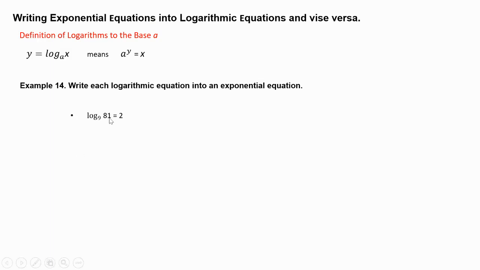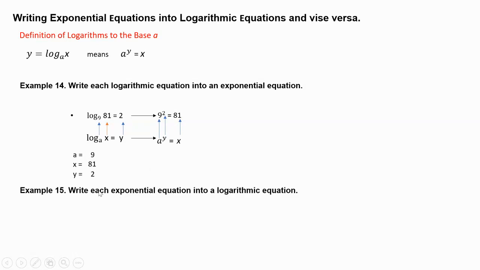If you have log base 9 of 81 equals 2, right? So we know that you have to know what the x, the y, and the a are. Right, so the a is 9, the x is 81, and my y is 2. Now we go back to the exponential form. So it's going to be my a is 9, my y is 2, and my x is 81. So this is logarithmic form. This is how you convert it to exponential form. See, there's my y and there's my x.